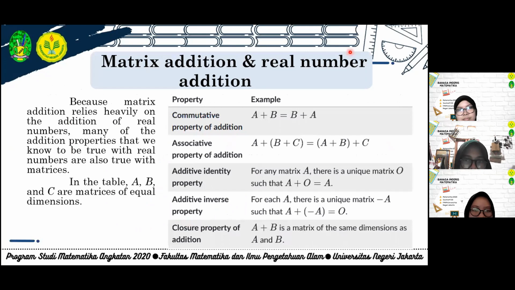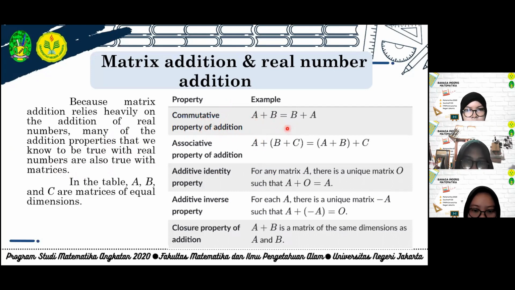Matrix addition and real number addition. Because matrix addition relies heavily on the addition of real numbers, many of the addition properties that we know to be true with real numbers are also true with matrices. In the table, A, B, and C are matrices of equal dimensions.